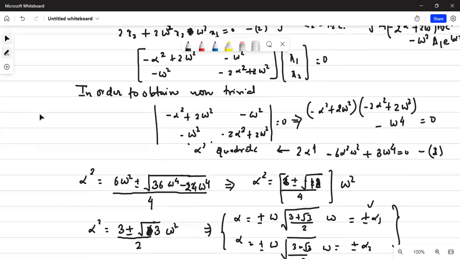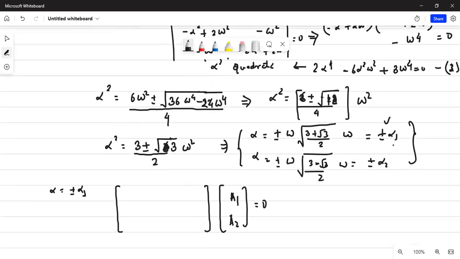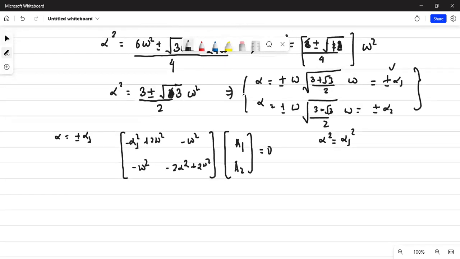Okay, and instead of minus alpha square, I will write this. The first one: if I replace alpha as plus minus alpha 1, then instead of alpha square I have to write alpha 1 square. So I'll get alpha 1 square here minus plus 2 omega square, and here I'll get minus omega square, and here I'll get minus omega square again, and then here I will get minus 2 alpha square plus 2 omega square.